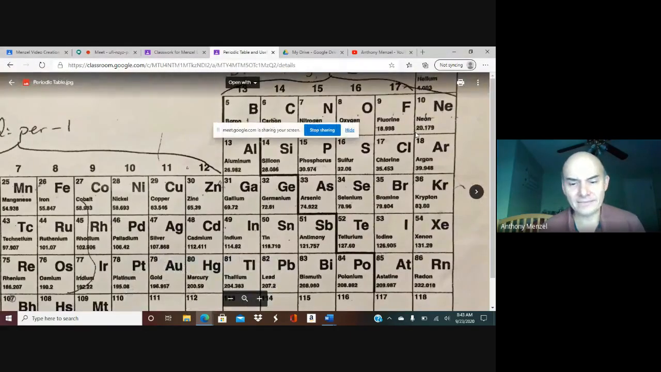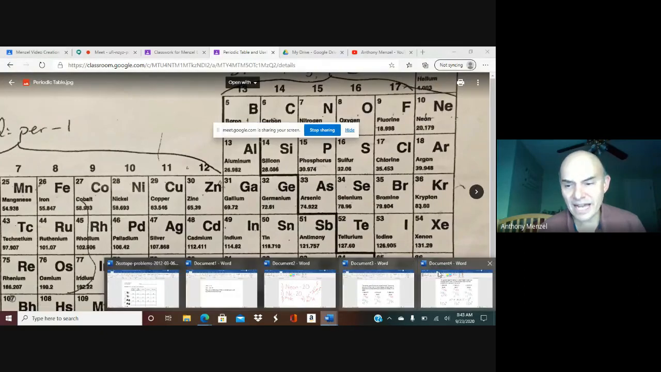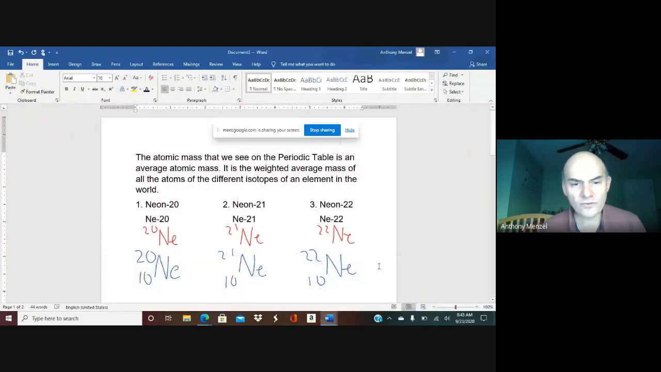So again, what we see on the periodic table isn't the mass of an isotope, it's the average atomic mass. Now, for given isotopes, as you can recall from previous videos, there are different ways of representing their mass. So for example, there are three different isotopes of neon: neon 20, neon 21, neon 22. They can be represented either with the name, dash, and then the mass of that isotope.